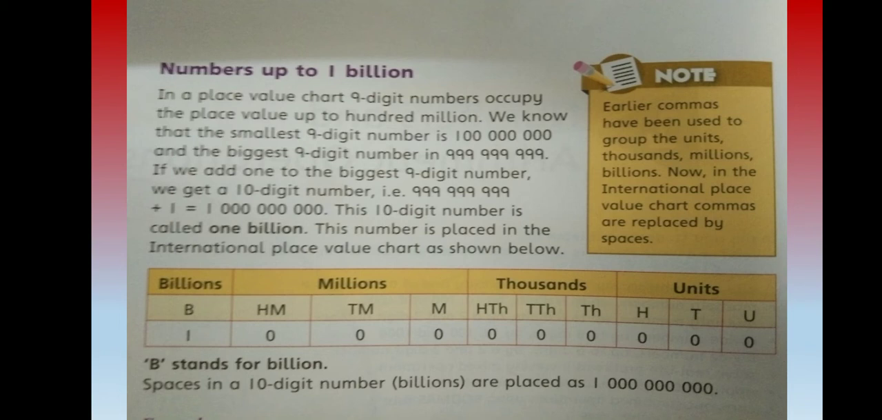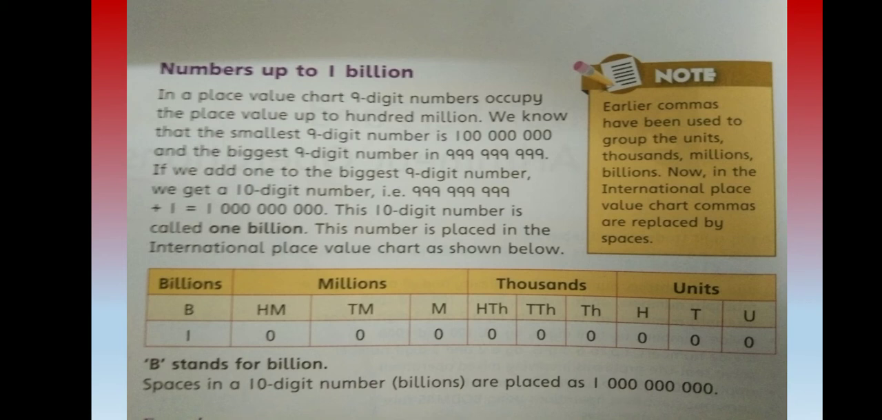This number is placed in the international place value chart as shown below. So you can see that there are units, thousands, millions, and at the extreme left side a column is placed for billions, that is capital B, and it's the 10th digit that is introduced. So starting from units, we have 10 digits up to billions. Capital B stands for billions.